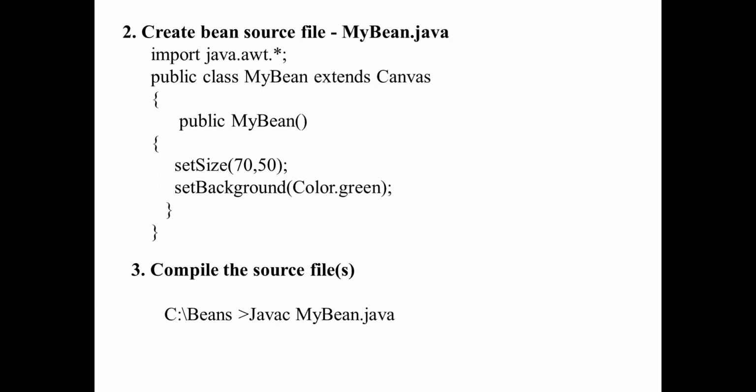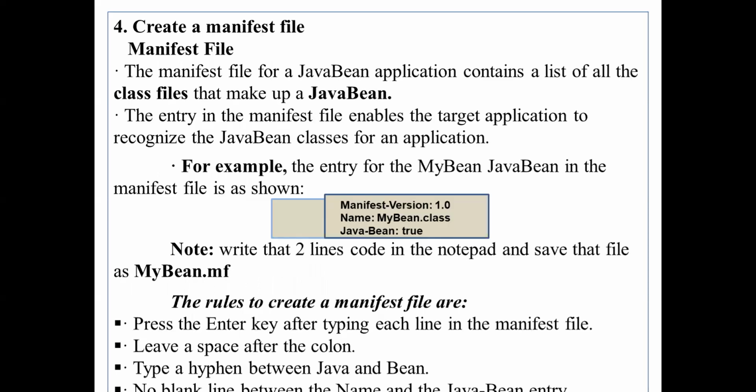So size will be 70 by 50 and I can apply the color green. Now, we create the source file, MyBean.java. The third point is compiling the source file by using javac. javac is the Java compiler, and the name of the file is MyBean.java.